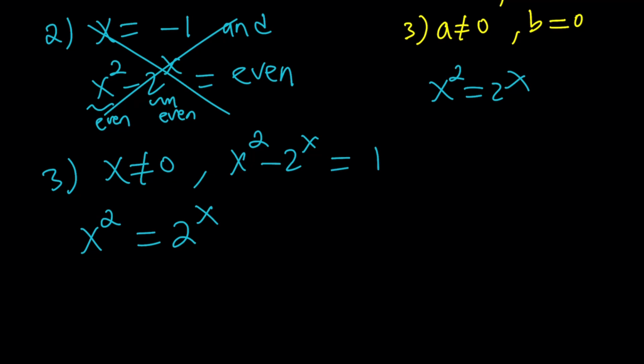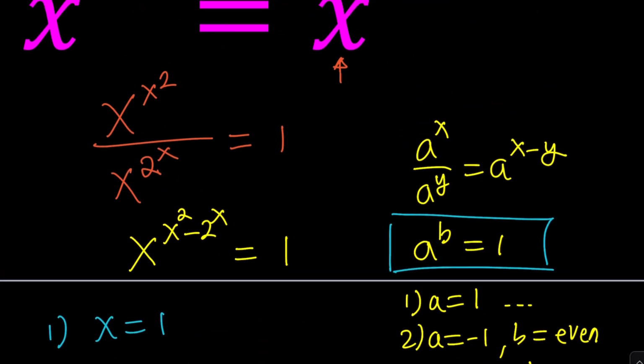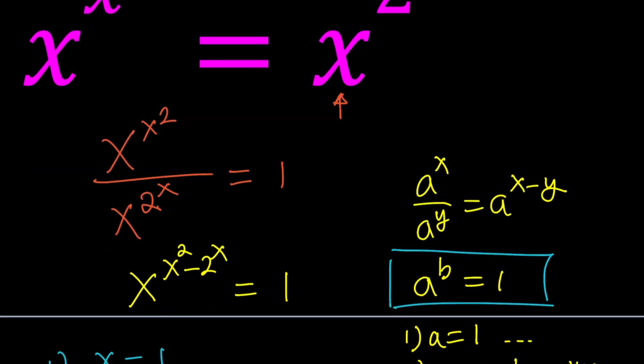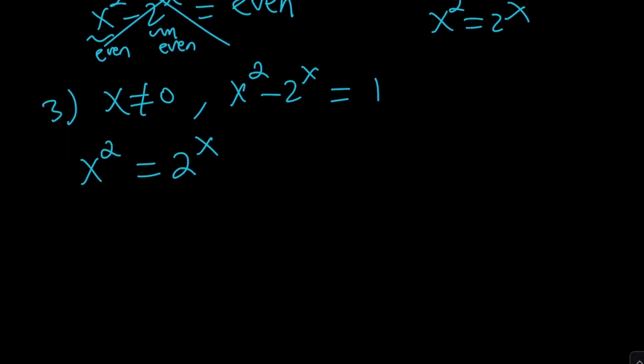By the way, x must be positive here because we're looking at two exponential functions that are raised to variable powers. So if x is negative, we're going to run into issues. We can talk about that later. But here, this equation normally has 3 solutions. But we can only take the positive ones. So here's what we can do. We can log both sides. Let's go ahead and do it. ln x squared equals ln 2 to the power x.